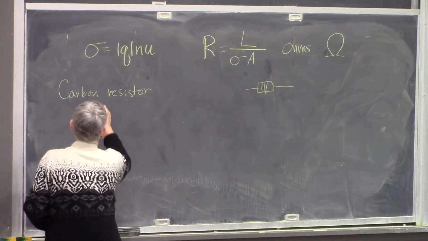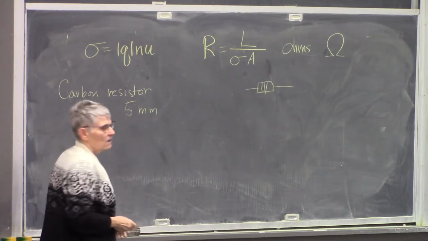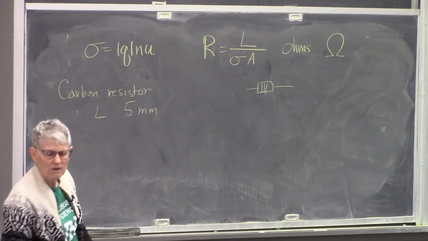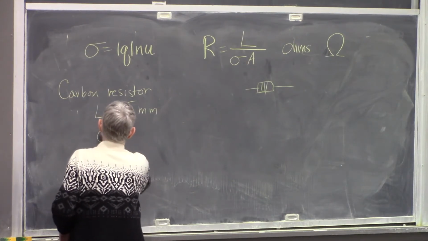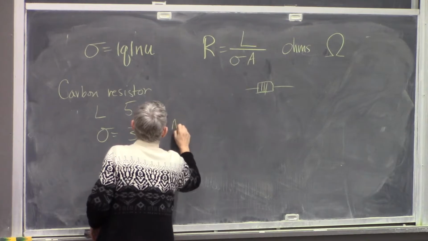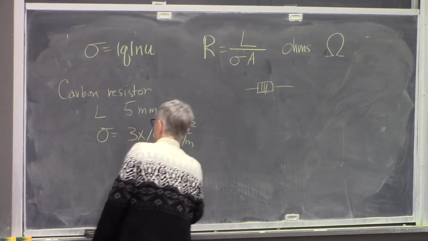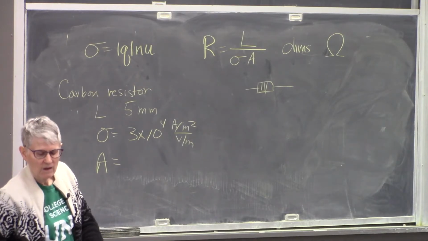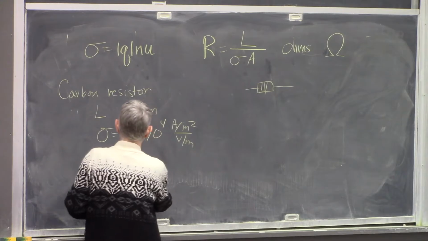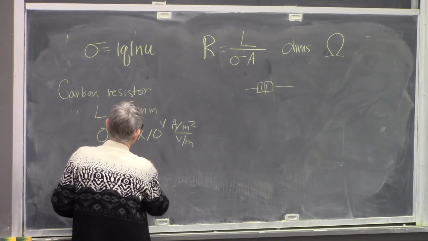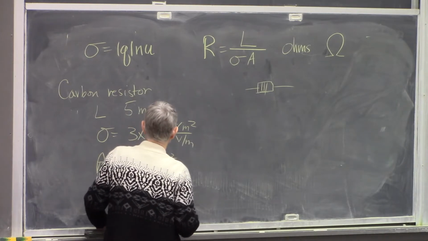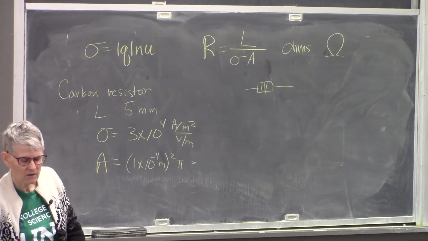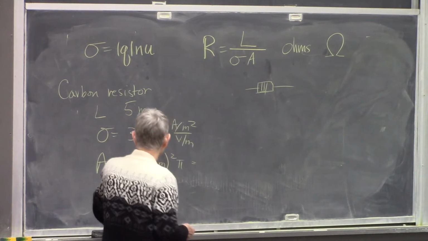So if this resistor has a length of 5 millimeters and the conductivity of carbon is 3 times 10 to the 4th ampere per square meter per volt per meter. And let's say the cross-sectional area of this thing is about, if the diameter is 1/10 of a millimeter, that would be 1 times 10 to the minus 4 meters squared times pi. Or let's say it's square. Let's just make it square.